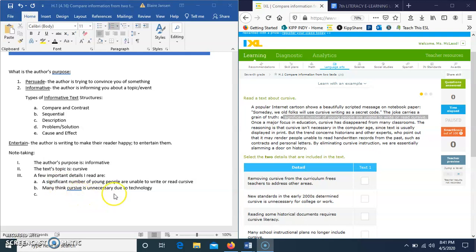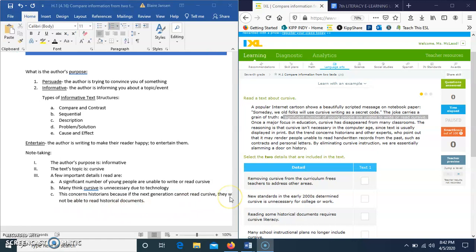Many think that cursive is unnecessary due to technology. Then it says, but the trend concerns historians and other experts who point out that when you are essentially doing that, you're slamming a door on history. So the last final point I see here that's important is that this concerns historians because if the next generation cannot read cursive, they will not be able to read historical documents.